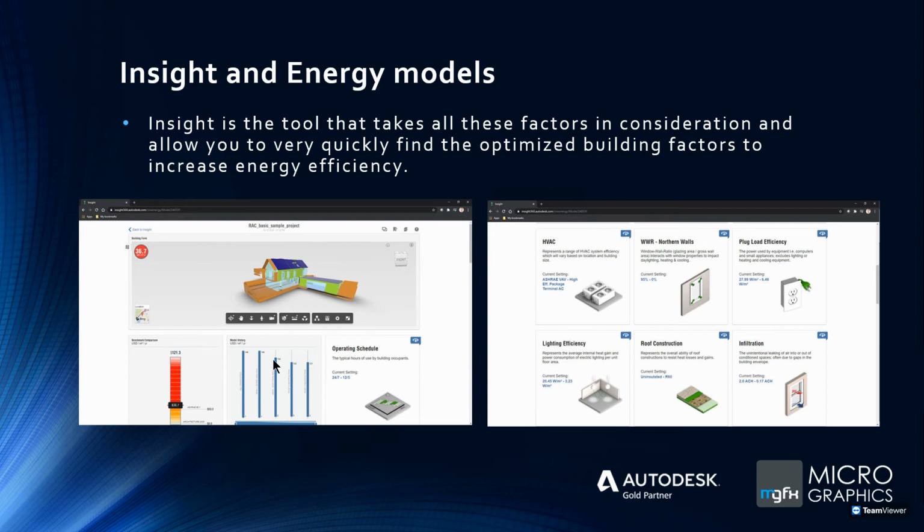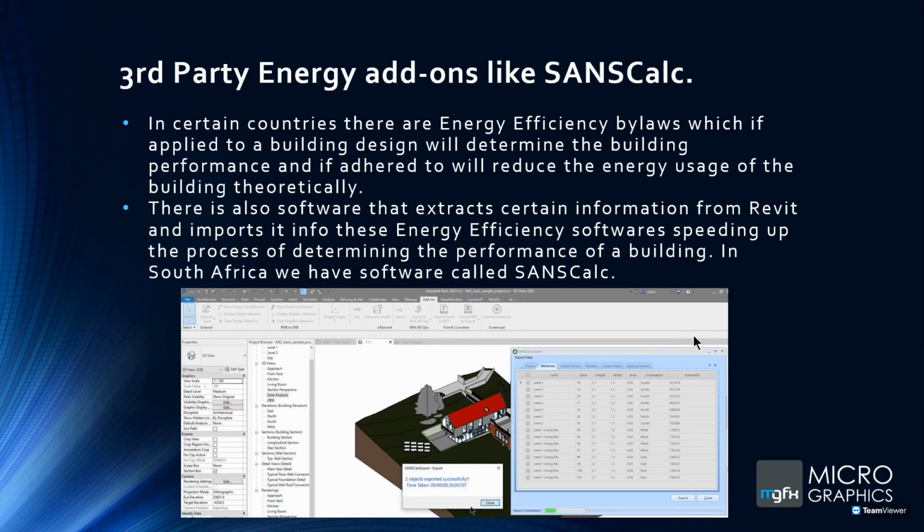It looks at the various components, like we discussed: the walls, doors, windows, and how they're constructed, what the R values are, the orientation of the building, and it gives you that value X. So it gives you a good insight into your model. All these tools are built inside of Revit and are available. We also have external tools that you can use to look at this sort of topic.